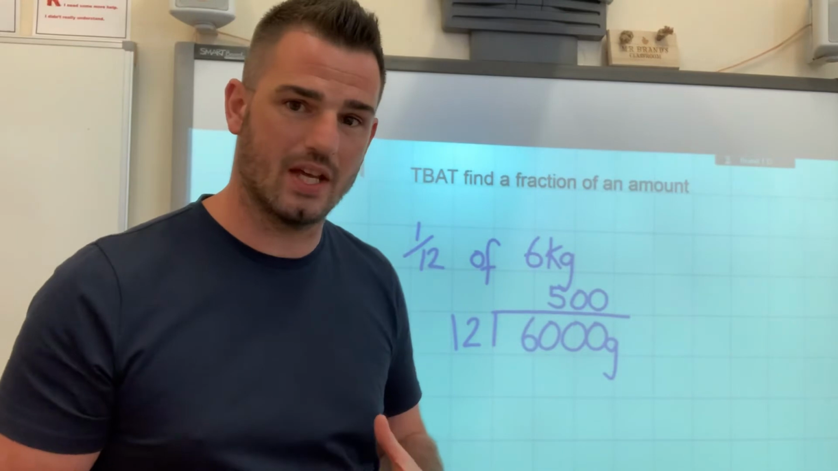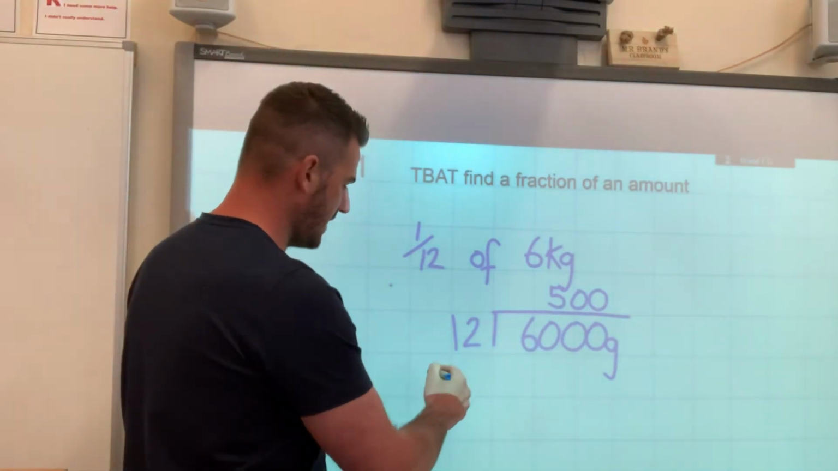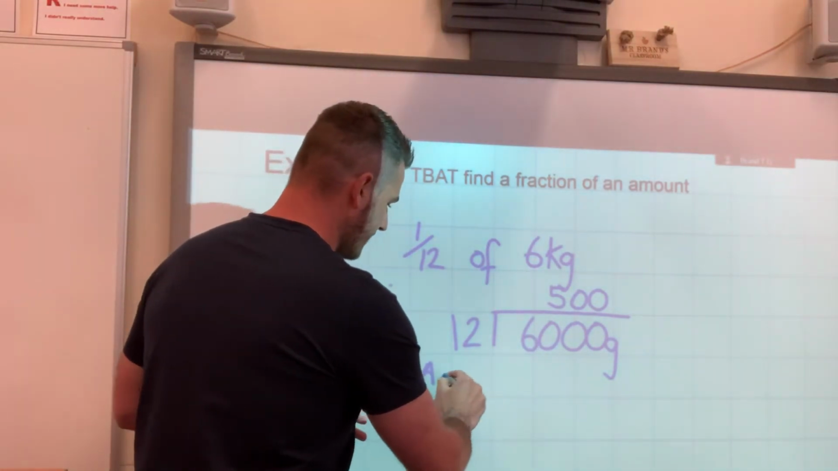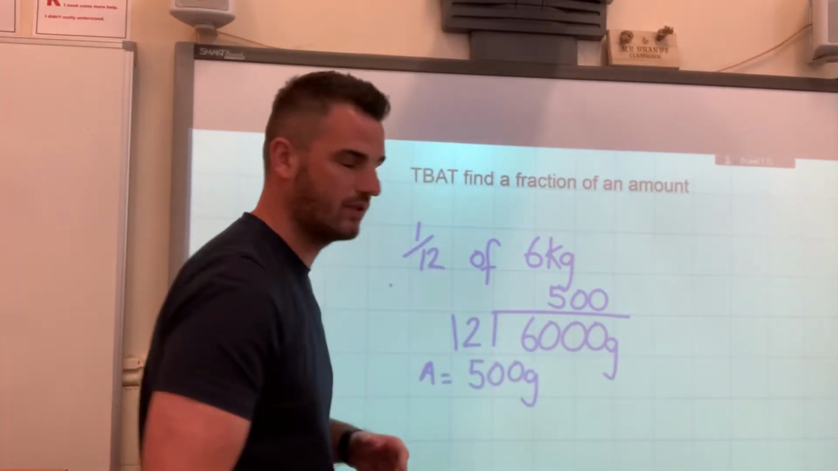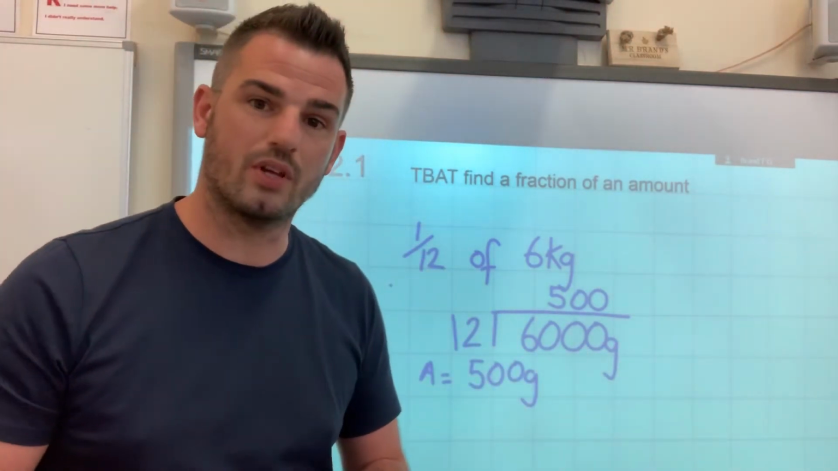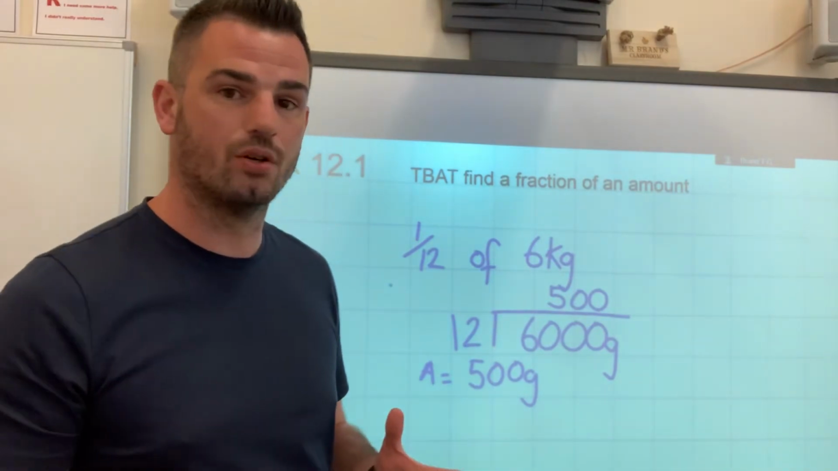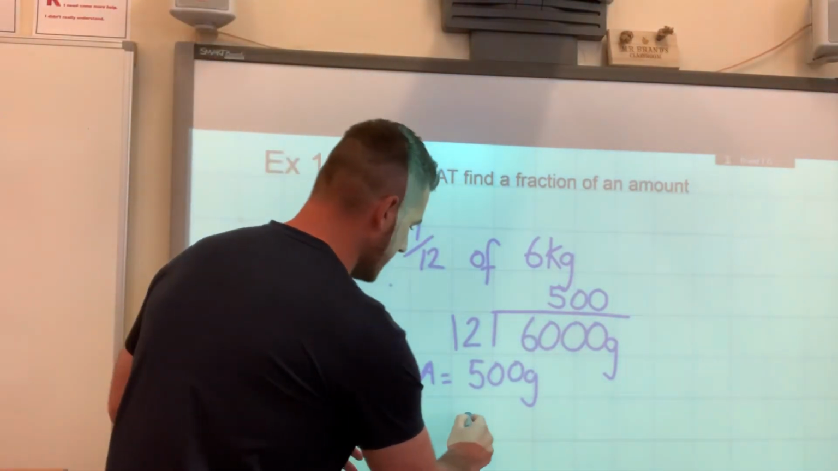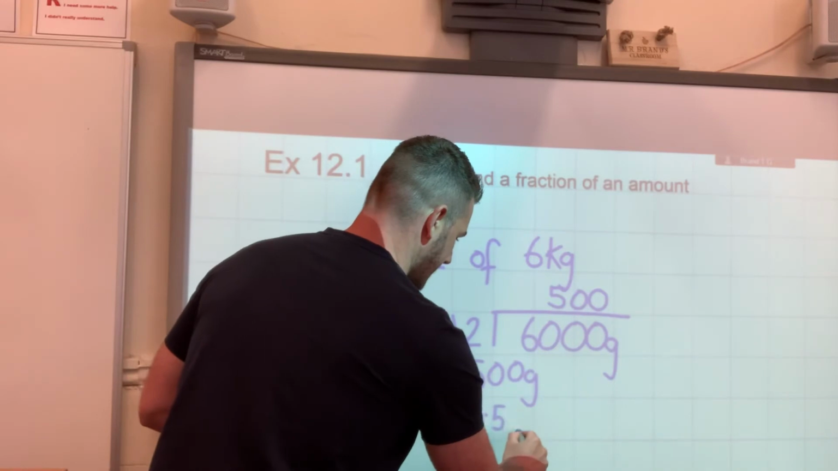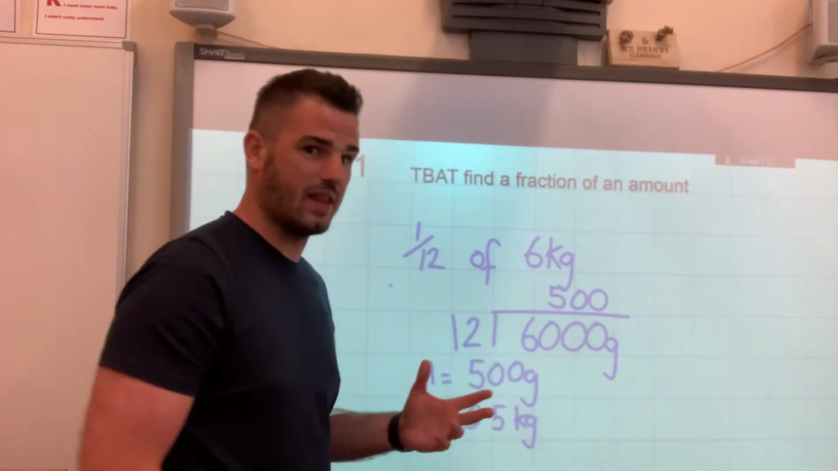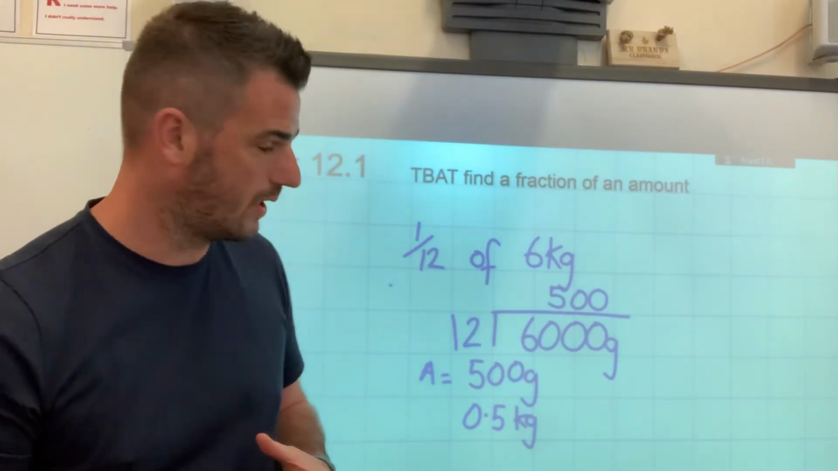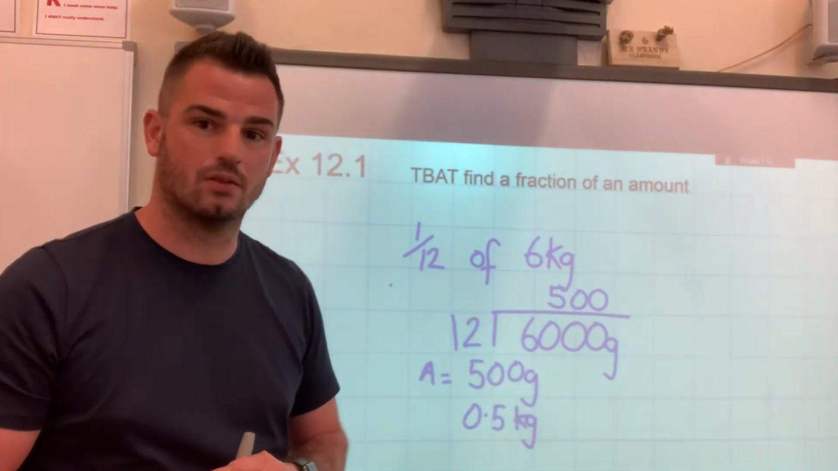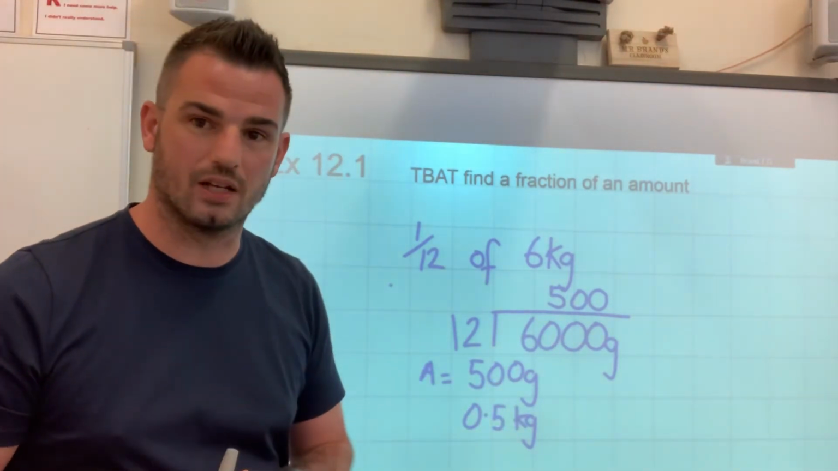So we can give our answer here in 2 ways. It's either going to be 500 grams, because we've converted the kilograms to grams, or we could give it as kilograms, in which case 500 grams would be 0.5 kilograms. In a question like that, your answer is acceptable either way, but what you must make sure you do is give your unit of measure, whether it's grams or kilograms.